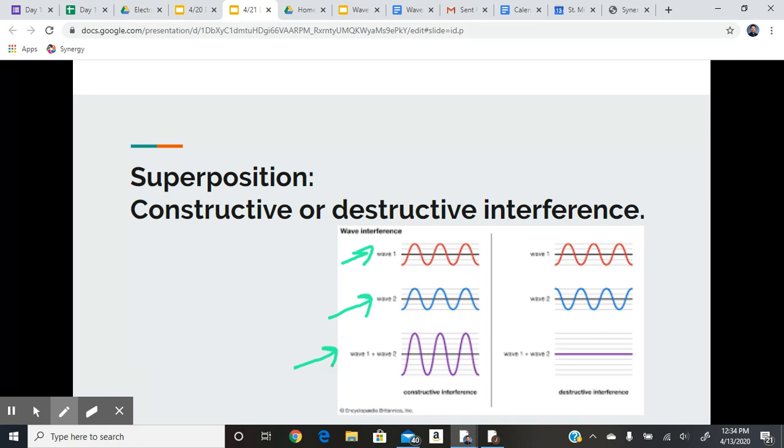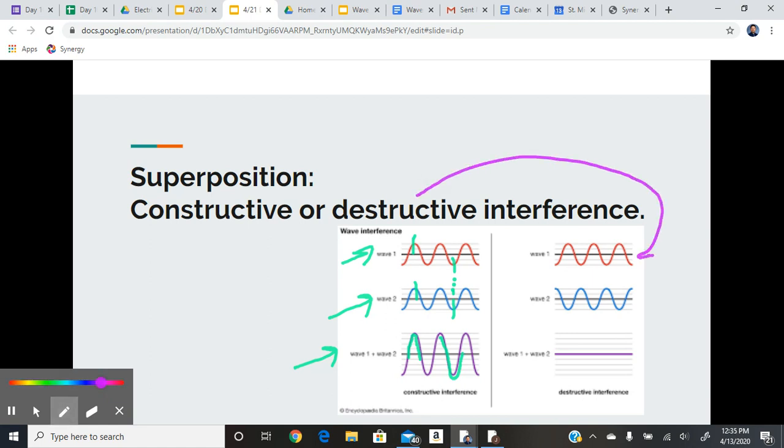But what we have here is when a crest lines up with a crest, you end up getting a crest that's really tall. Same with the troughs. You get a trough and a trough that line right up with each other, and you get a trough that's really low. The exact opposite is true for destructive interference.